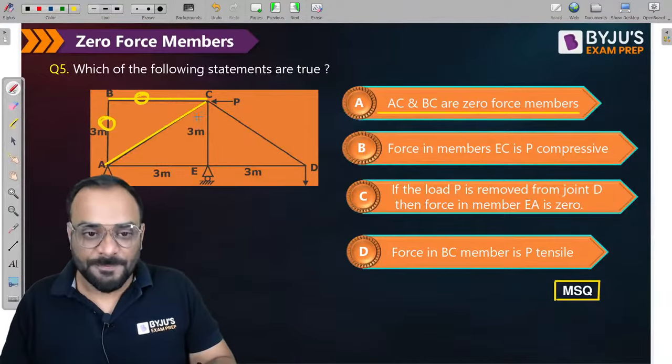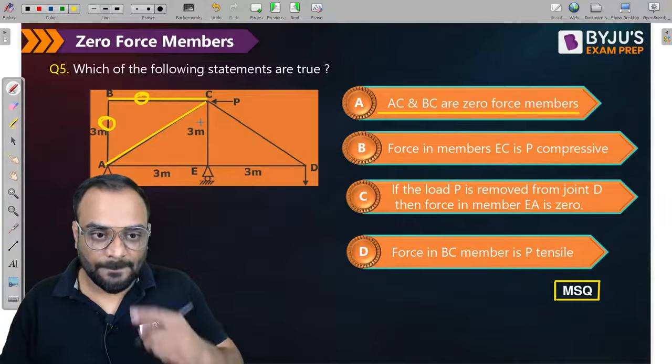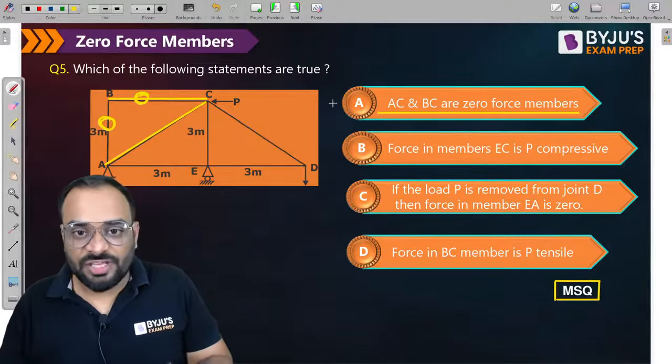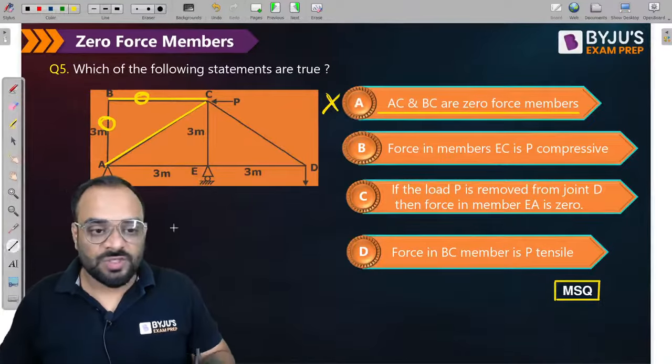It may have some force. Getting the point or not? Tell me, guys. Getting it? So that's why the first statement is wrong. What about the next one?